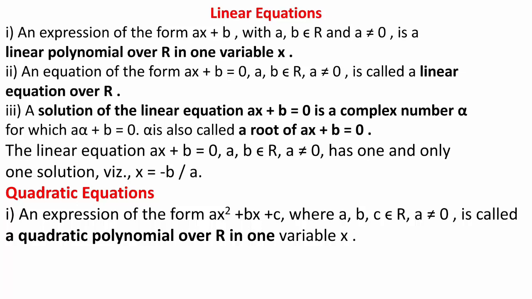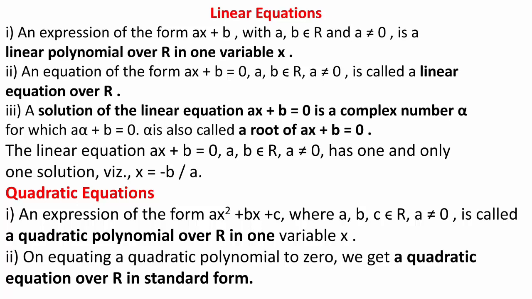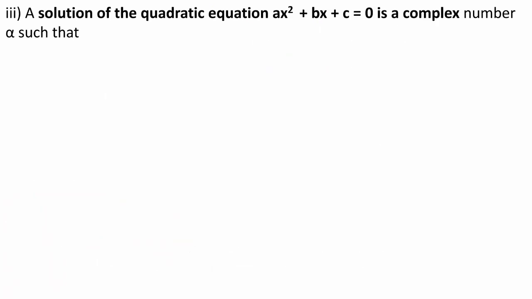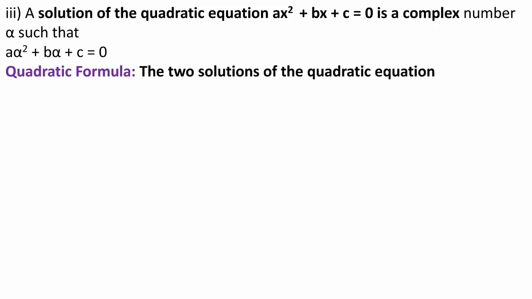Then define quadratic equation. An expression of the form ax square plus bx plus c where a, b, c belong to R, a non-zero, is called a quadratic polynomial over R in one variable x. On equating the quadratic polynomial to 0, we get a quadratic equation over R in standard form, that is ax square plus bx plus c equal to 0, where a is non-zero. A solution of the quadratic equation ax square plus bx plus c equal to 0 is a complex number alpha such that a alpha square plus b alpha plus c equal to 0.